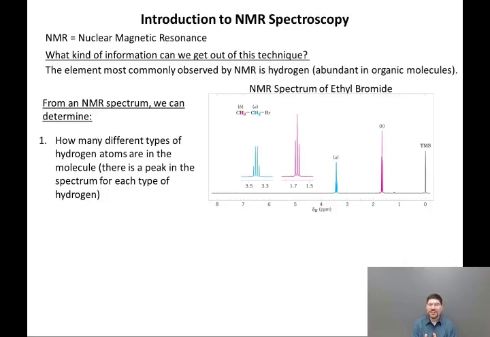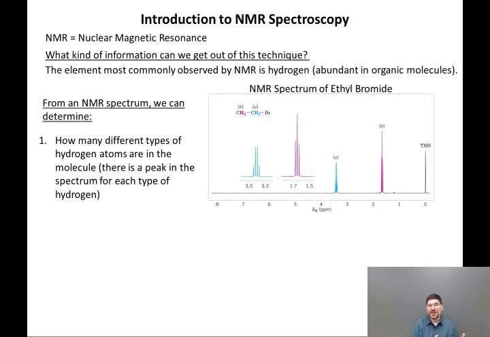So in this molecule, in ethyl bromide, there are 2 types of hydrogen. You have the 2 hydrogens on the carbon bound to the bromine, and then you have the 3 hydrogens on the terminal methyl group. The 2 hydrogens on the carbon bound to the bromine are the same. There's nothing that in any way can differentiate them because of tetrahedral geometry around that carbon. Similarly, the 3 hydrogens on the methyl group are the same.